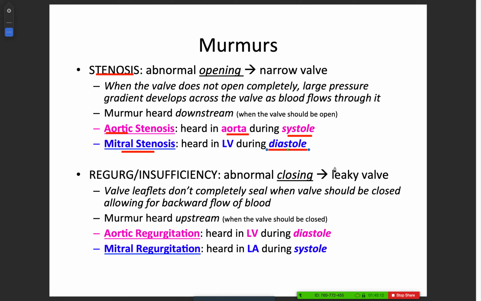Okay. So what, Natalia, what would be a cause of mitral stenosis that we should know? This is a tough one. I'm going to be honest.